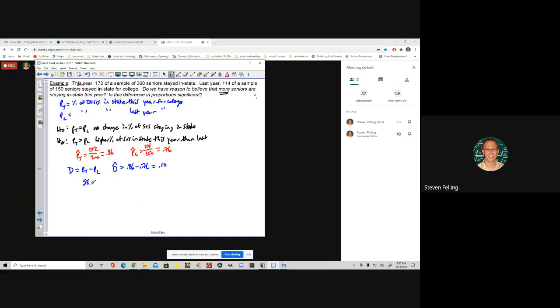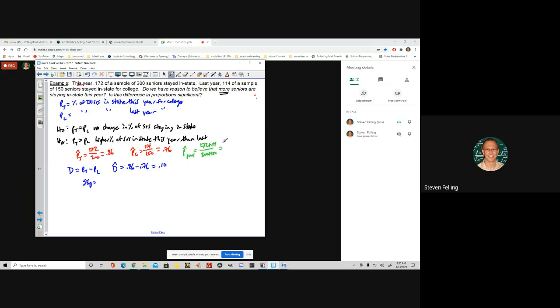Now, for the standard deviation of the differences, because I'm doing a hypothesis test here, I'm going to calculate this making the assumption that these are the same. So according to the AP guy, I should use a pooled statistic. So I'm going to use pooling. Let me do this now. P hat pooled is going to be equal to my total number of yeses, which is 172 plus 114, over my total number in both samples.